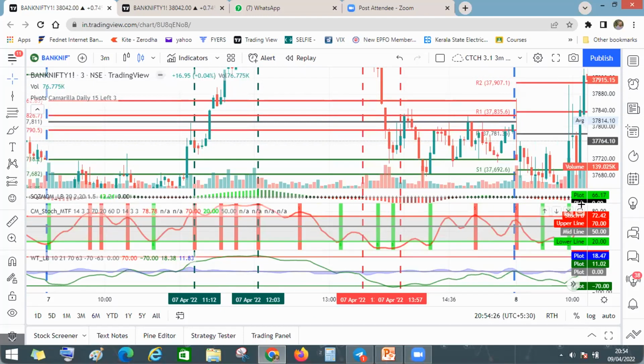So all you have to do, always keep in mind, you cannot trade without the support and resistance lines. See the R2 here, respected. Then here R1 is respected. S1 is respected. S2, you see that big candle, it came such a big candle, but then it took support and bounced back. So whatever indicators you are using, this is very, very important. Without support resistance lines, you cannot trade.